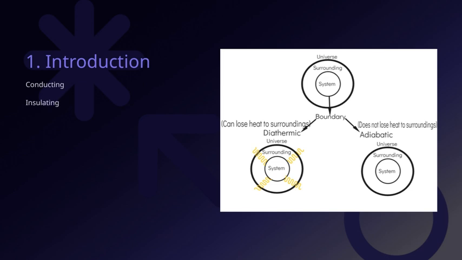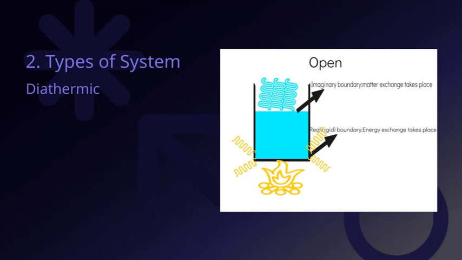Understanding these key points is crucial because, in our overall discussion on electrical systems, choosing the right material, whether insulating or conducting, can make a big difference in safety, efficiency, and performance. So, as we go forward, keep in mind how these properties influence the design and function of electrical components and systems. Now, let's take a closer look at diathermic systems.